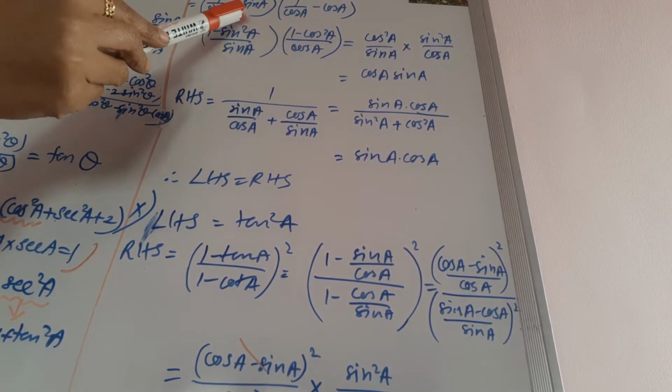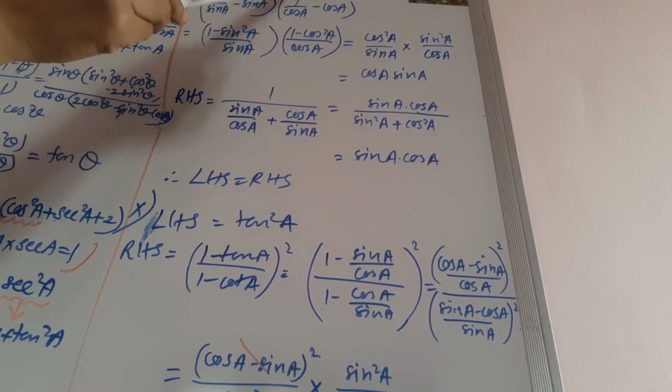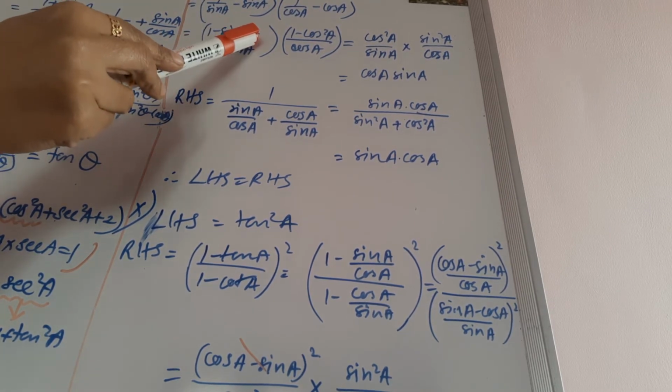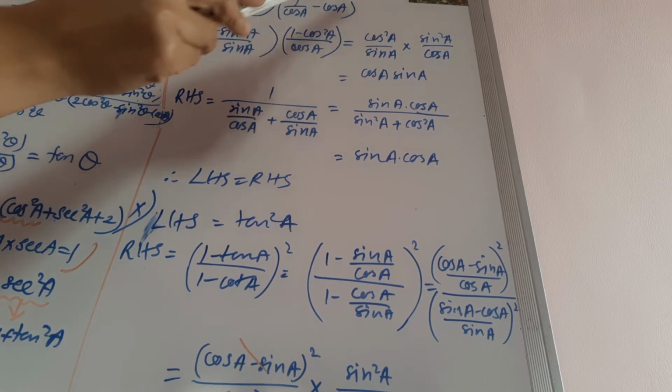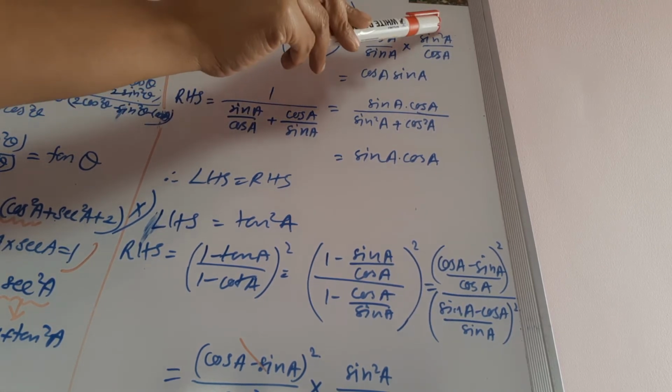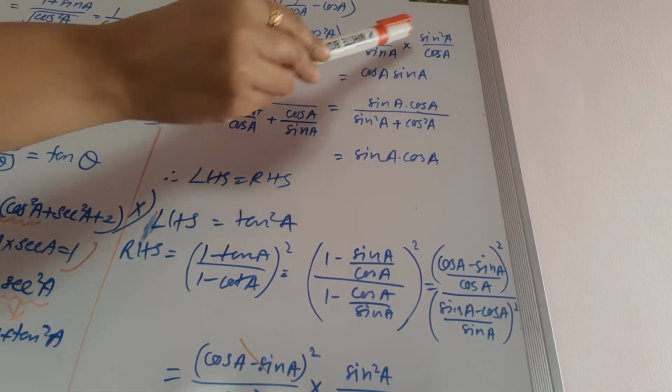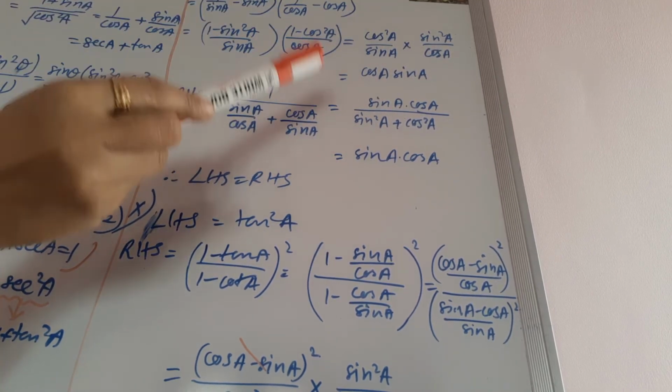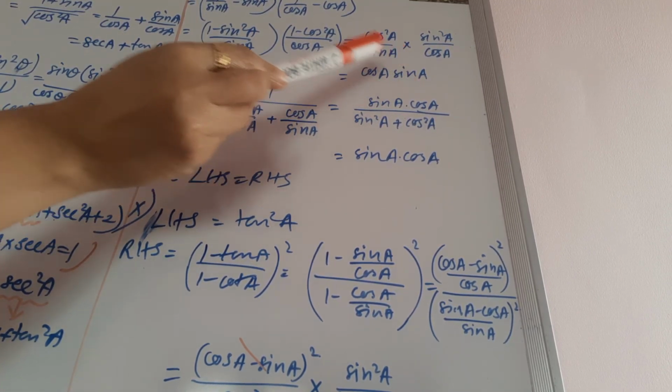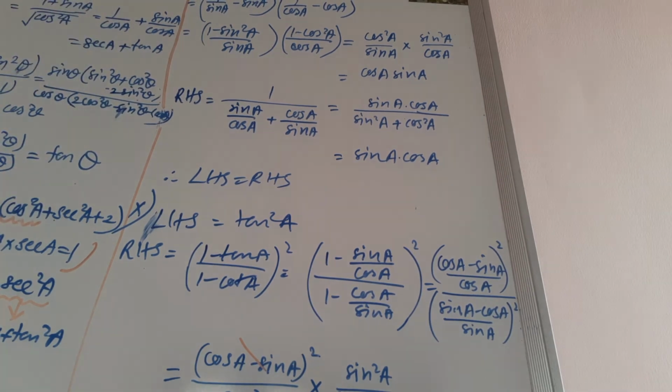If we are going to arrange it like this and we will do the cross product, we will get 1 minus sin square A, but 1 minus sin square A is nothing but cos square A, and 1 minus cos square A, that is nothing but sin square A. So after we cancel the common terms, we will get cos A into sin A, that is the simpler form of the left hand side.